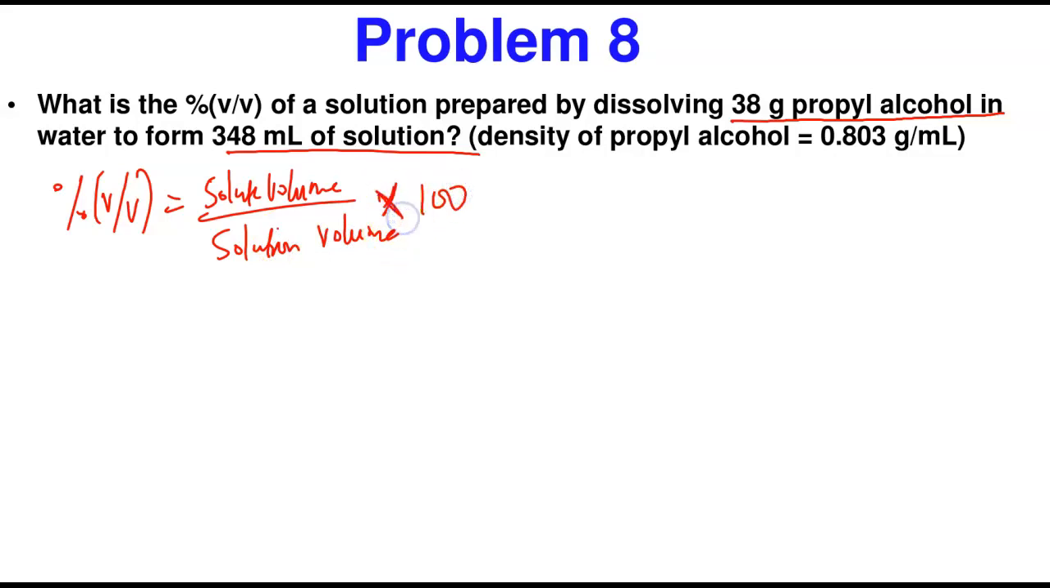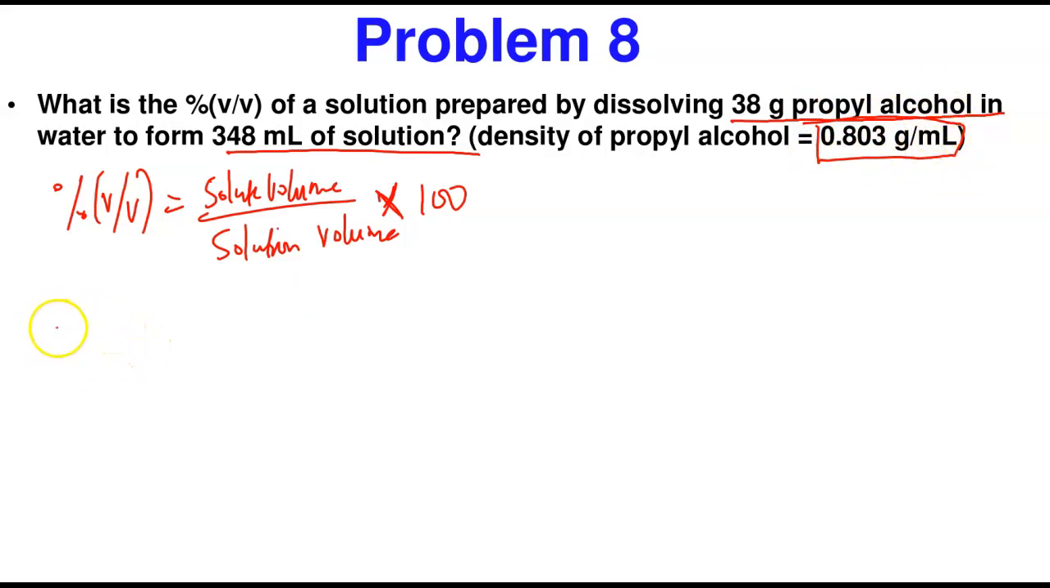That's what we have here. However, if you look at that, now we have the mass, so we have the volume of solution, which is good. But we don't have this, but we have the density. So we're going to use this 38 grams of propyl alcohol and convert it to volume, to mils, using this density. And the unit of our volume will be in mils because it's what we have here. So let's do that.